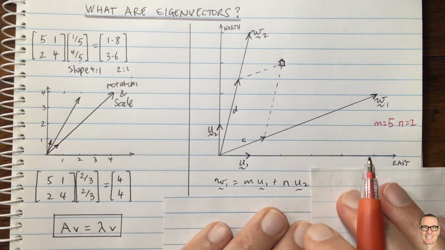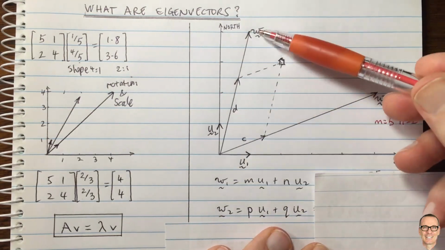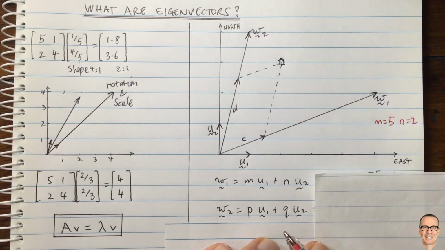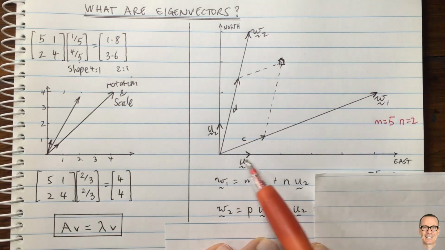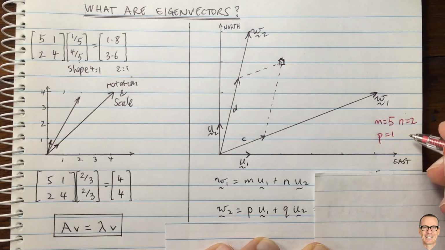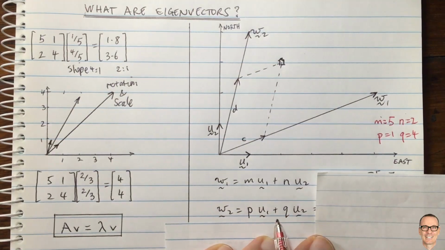And then we also have another equation for W2. So W2 is this vector here. It can be written in terms of these new east and north basis vectors by PU1 plus QU2. And in the case that I've drawn here, P equals 1 and Q equals 4. So I'm just using an example here for the particular case that I've drawn. But this is the general case.